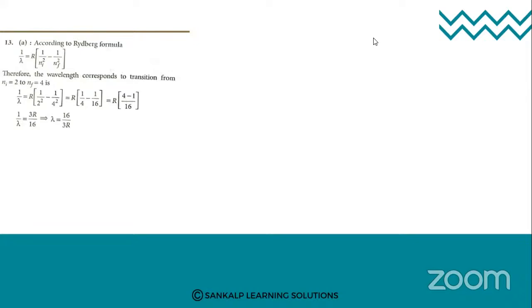Yes, 1 by lambda is equal to R into bracket 1 by n1 square minus 1 by n2 square. So on simplification, you can see it will be 16 by 3R. Here the chance of doing something wrong is that you will get 1 by lambda is equal to 3R by 16. So if you don't take the reciprocal, you will write the wrong answer, correct? So please write it properly.